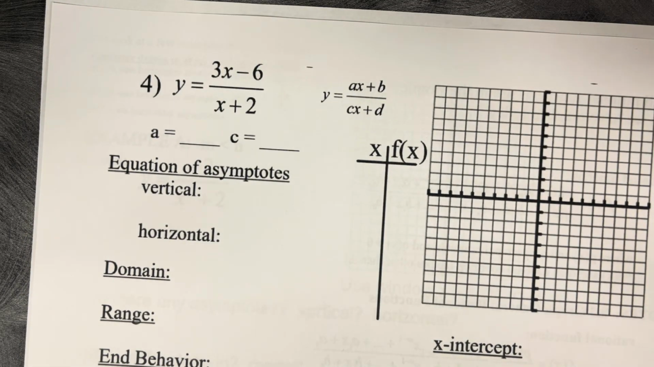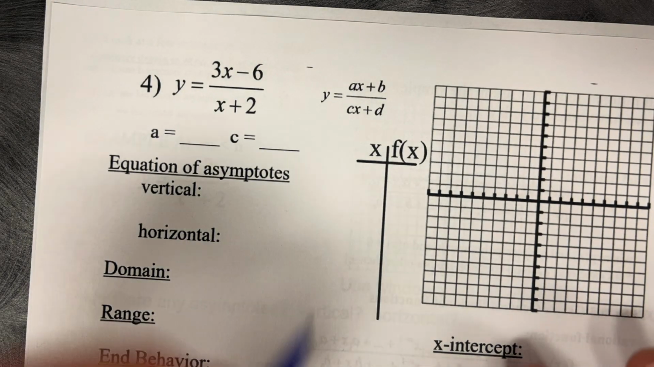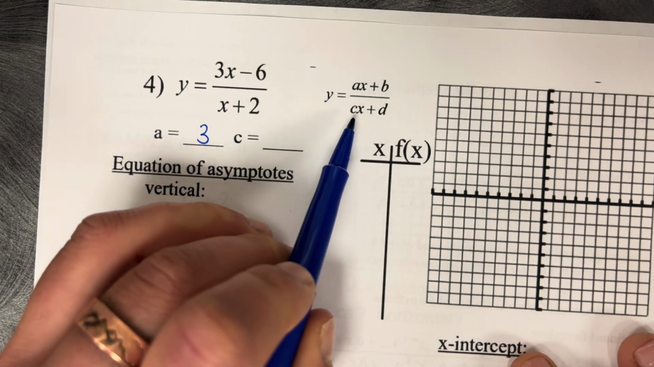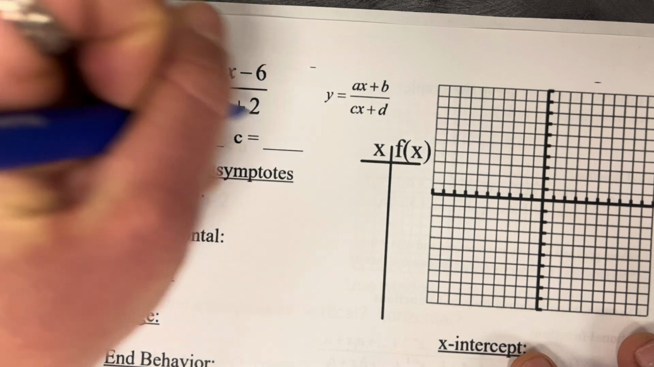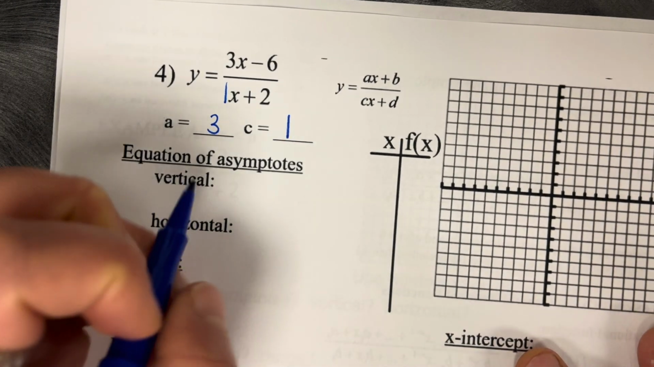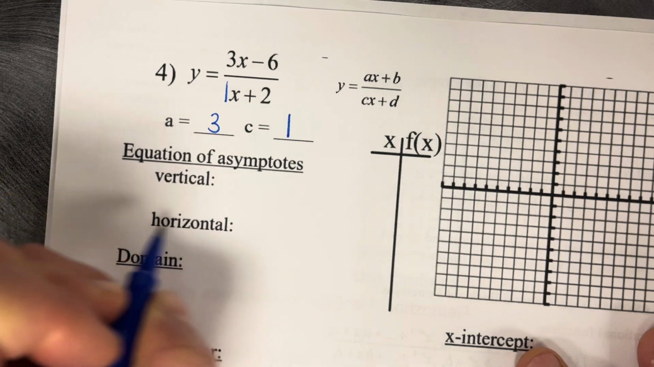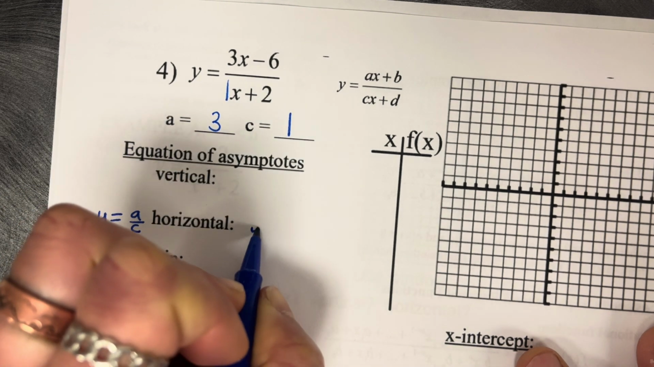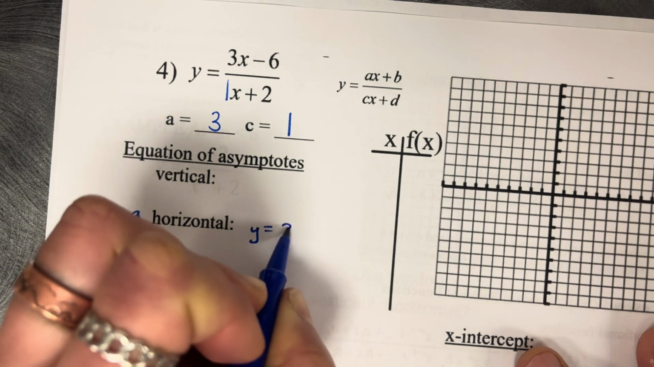So we're going to start out by identifying a and c. So a is in front of the x on top, that's 3. C is in front of the x on the bottom, that would be 1 in this case. And then we can go ahead and find our horizontal asymptote, which is going to be y equals a over c. So in this case, 3 over 1 or just 3.